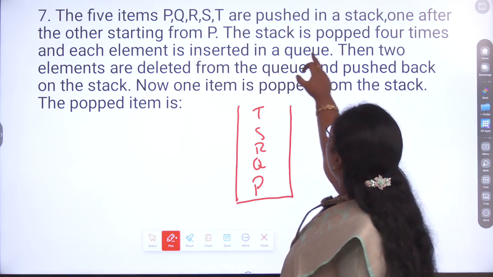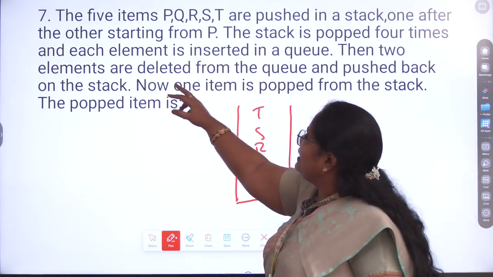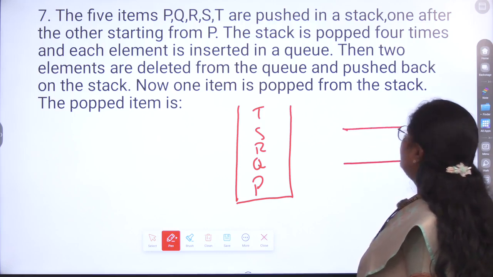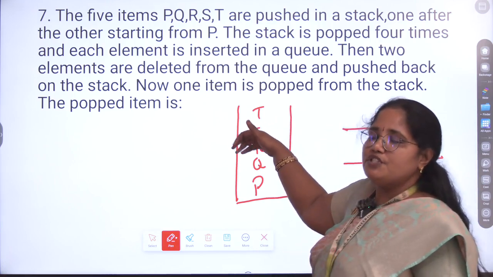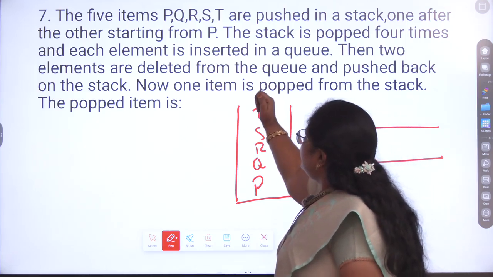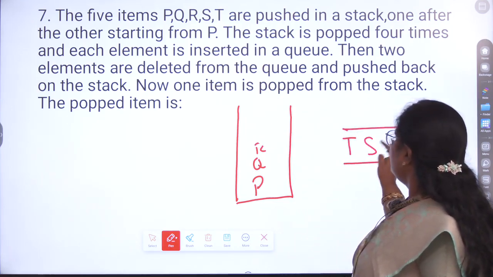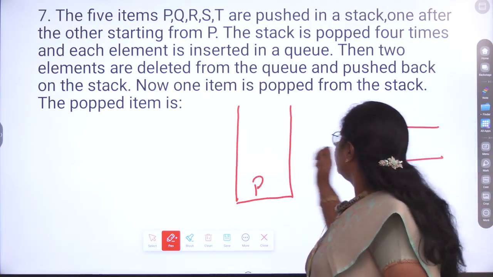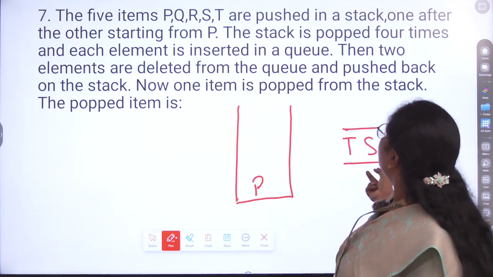And next the stack is popped 4 times, and each element is inserted into a queue. Here one more queue is involved where the elements popped from the stack are inserted. We have to pop 4 times. First time pop, T will be popped out and inserted here. S will be popped out and inserted here. R will be popped out and inserted here. And Q comes here. Now 4 times the stack has been popped and those elements are inserted in the queue.